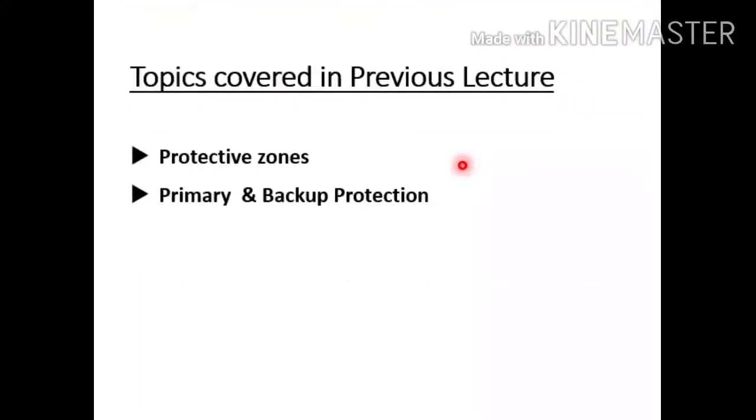Topics covered in previous lecture: protective zones, primary and backup protection. So the protective zone is defined as the part of power system which is protected by a certain protective scheme. The scheme is to provide the isolation of the faulty part quickly without disturbing the system, and to achieve this the entire power system is divided into several protective zones.